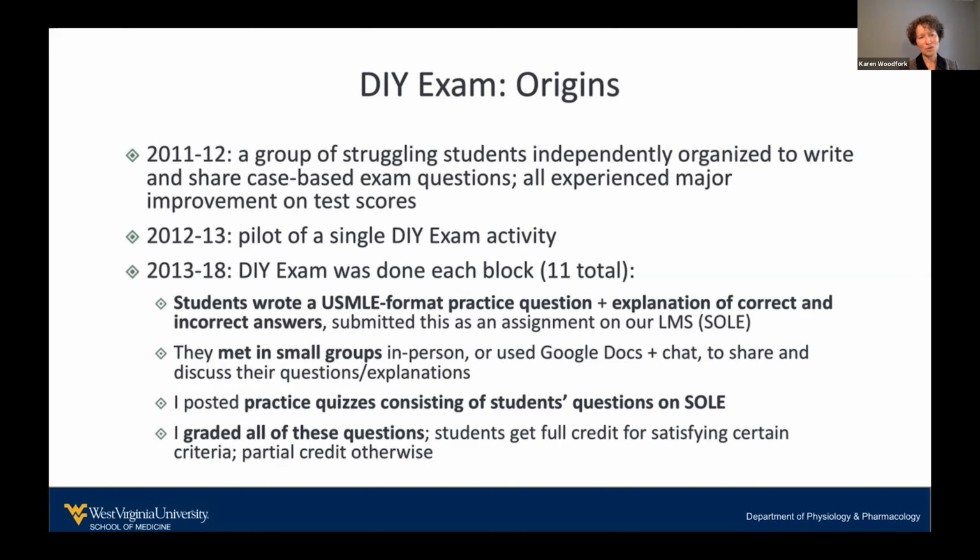Would they be willing to talk with me? And some of them did. And all of these students had experienced significant increases in their exam scores. And I thought, this is great. We've got to do this with other students. So I piloted it in 2013.